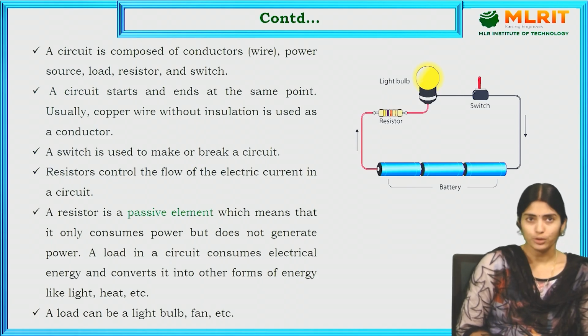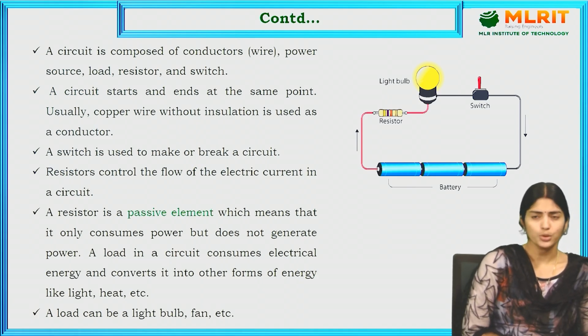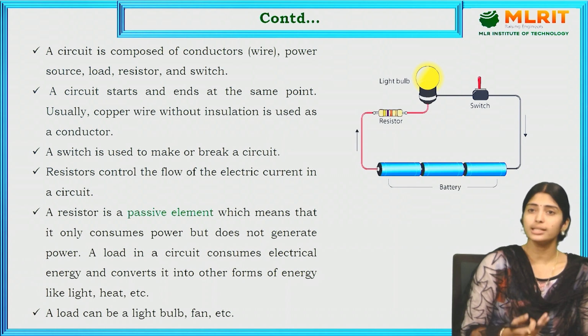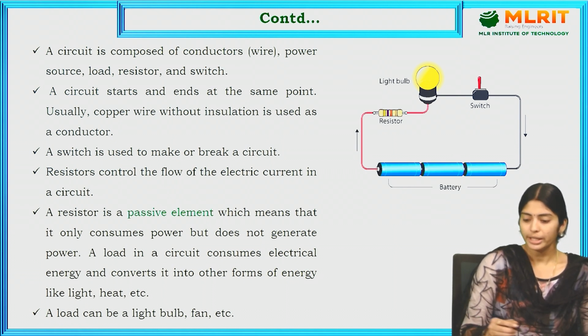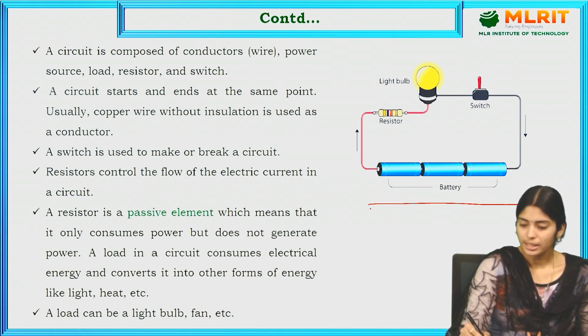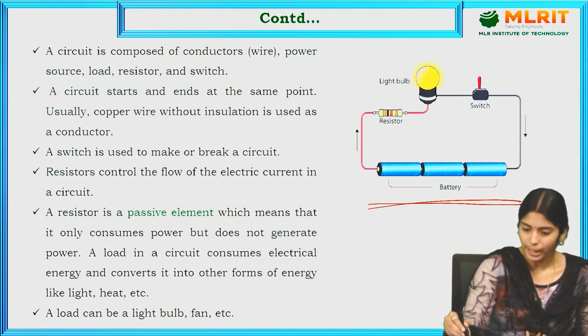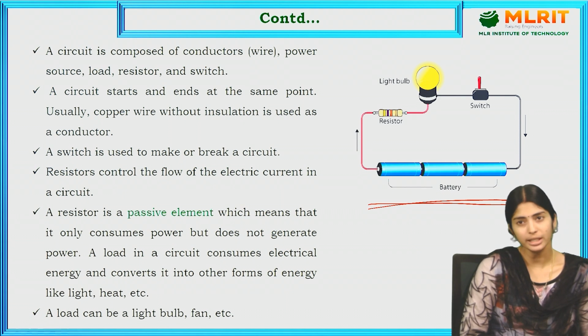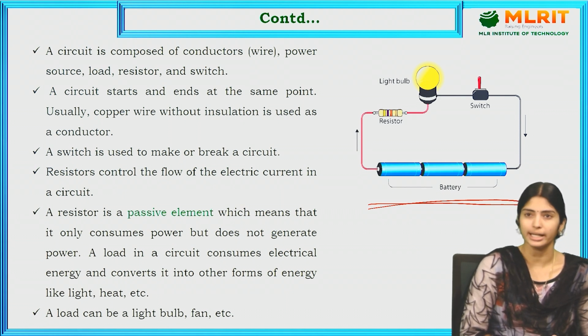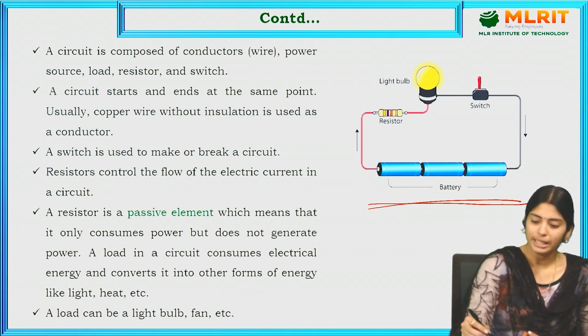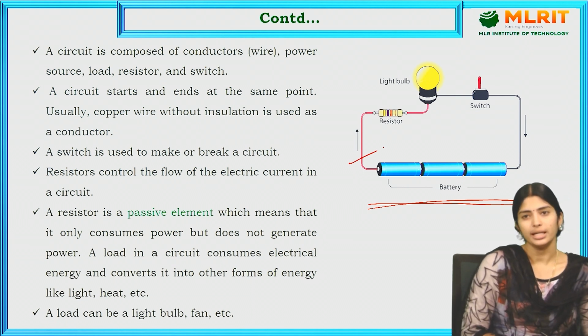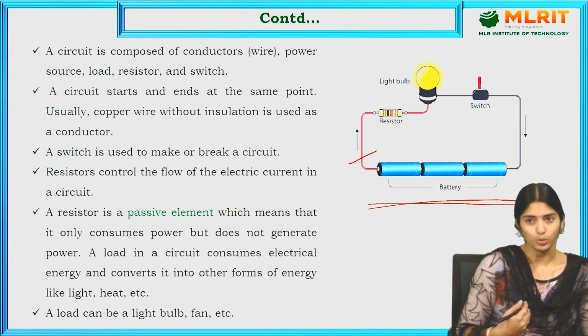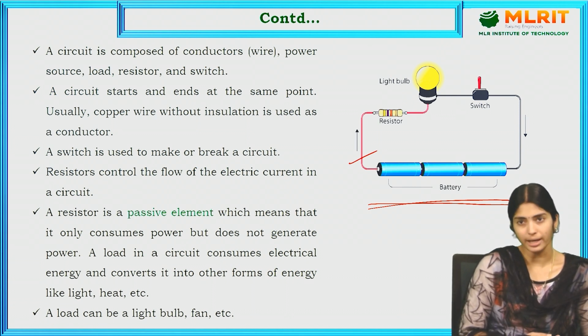Before going to that, first let us see about the circuit. What is a circuit and what does a circuit comprise of? As we see here, this is a circuit, forming a closed loop, and we connect different electrical elements in this circuit. What are the different electrical elements which we can connect in the circuit? First, the main thing is the conductor. What is a conductor? A conductor is something which allows the free flow of electrons through it. Examples are all metals.